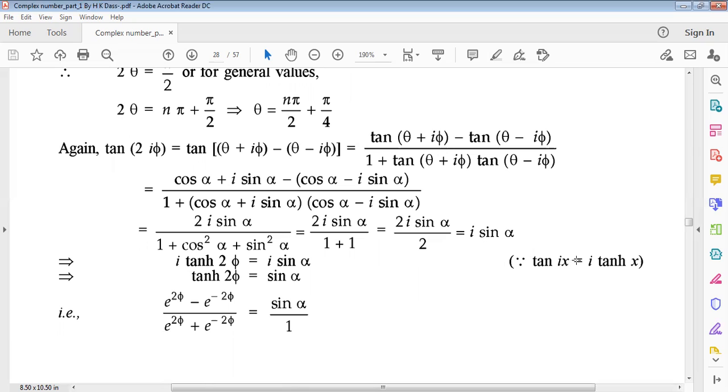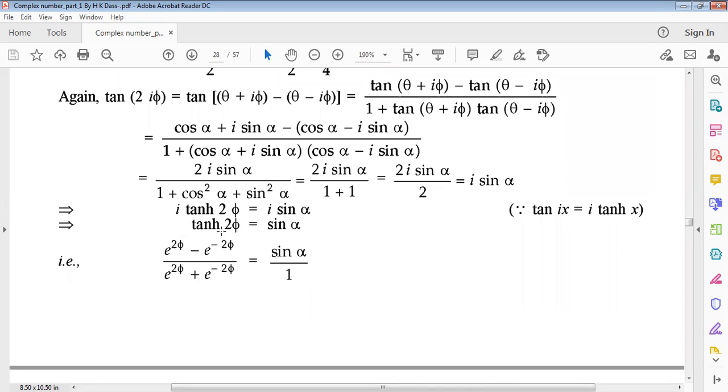There is a formula: tan ix equals i tanh x. Tan ix equals i tan hyperbolic x. So tan 2 i phi can be written as i tanh 2 phi. This equals i sin alpha. The i cancels, so tanh 2 phi equals only sin alpha. In exponential form, (e to the power 2 phi minus e to the power minus 2 phi) divided by (e to the power 2 phi plus e to the power minus 2 phi) equals sin alpha.